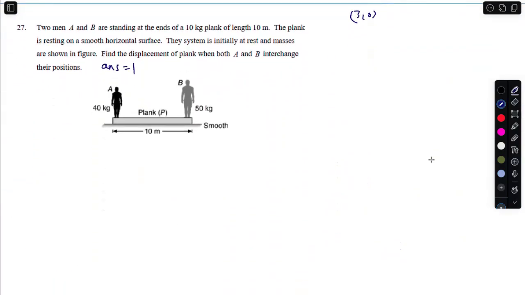I think you can comfortably do this, and we have done n number of times such problems. I hope everyone should get the correct answer. I am not doing this; it is nothing but mass of A into displacement of A with respect to plank, plus displacement of the plank, plus MB, displacement of B with respect to plank plus displacement of the plank, plus MP, displacement of the plank is equal to 0. That's the relation, right?